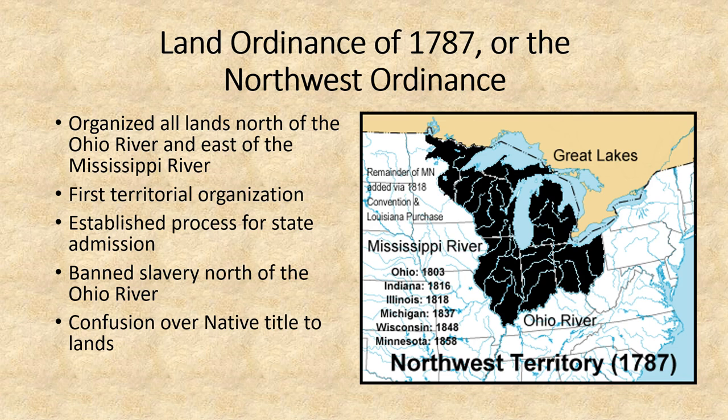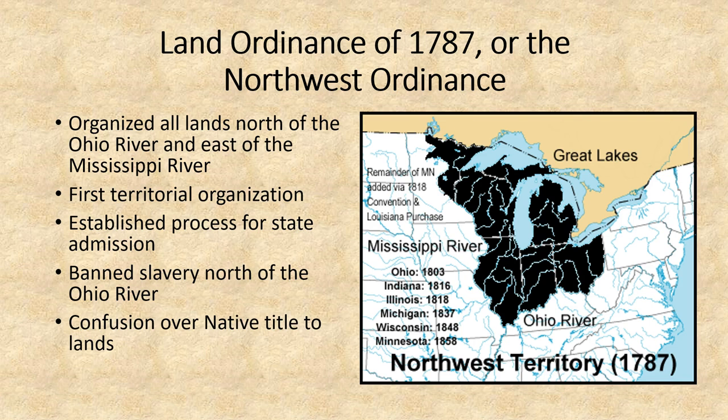So we have the political process here for expansion, but we also have a political document that bans the existence of slavery north of the Ohio River. So for the first time, we have a legal document ratified by Congress that limits the expansion of slavery.